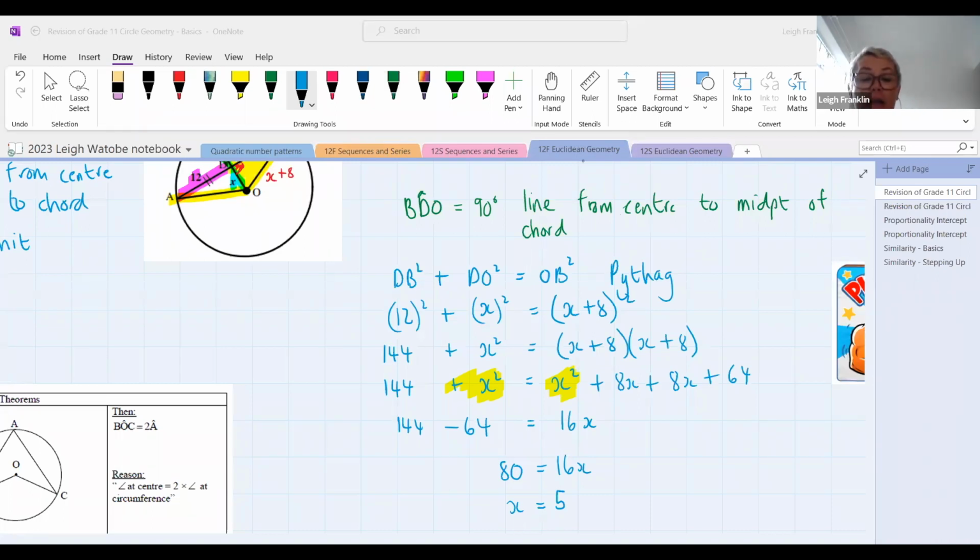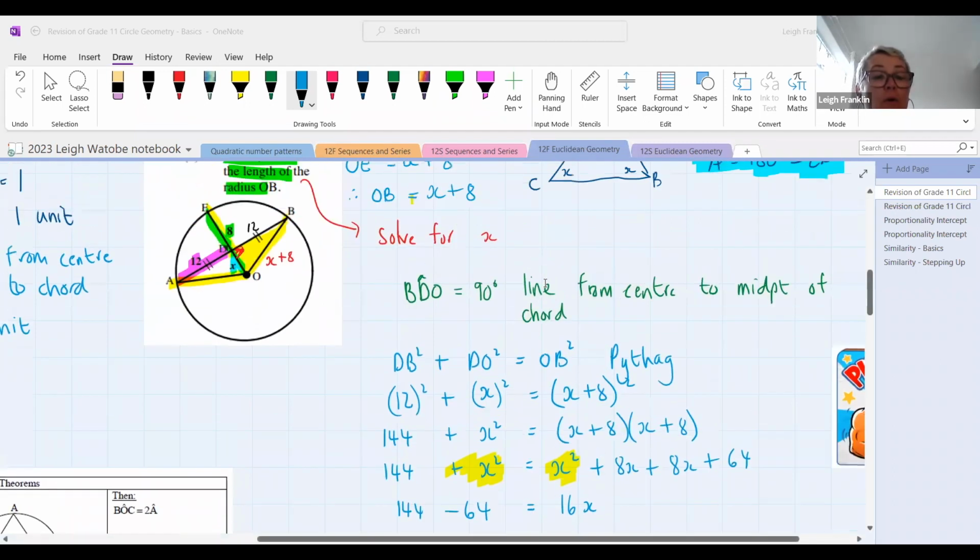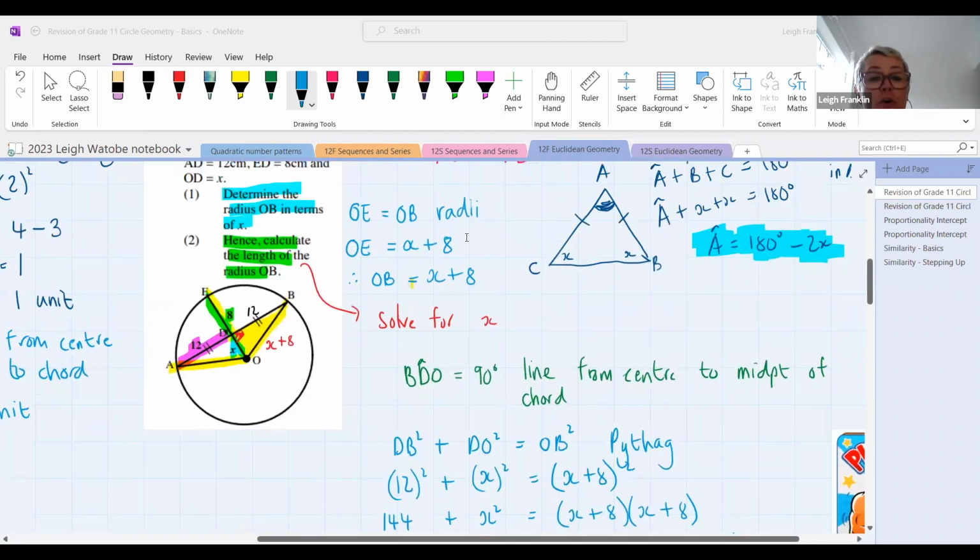Lovely, lovely, lovely. X is equal to 5. But I have not answered the question. I've solved for x. Remember, the question told me to calculate the length of OB. They wanted me to work out the length of OB.